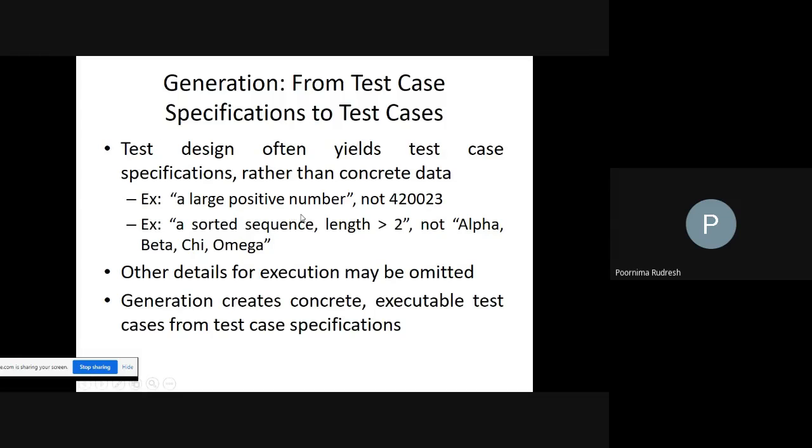Next is a sorted sequence. We give the length, which may be 2 or 2 power n, it may be anything. Here we are not specifying a particular value for that length. So we say that it is a test case specification rather than concrete data. When one particular value is assigned, then we say that it is concrete data, otherwise it is not.